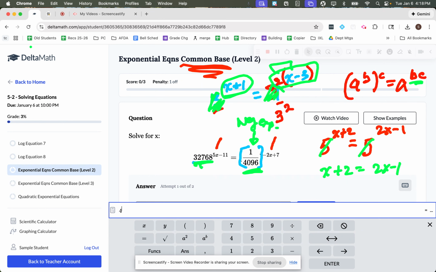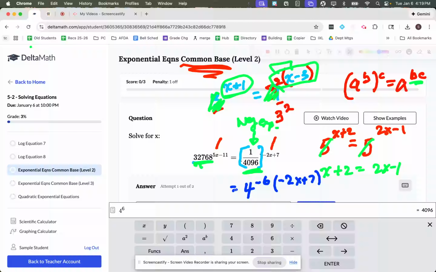Like I'm just guessing 4. I seriously don't know. 4 to the 4? Okay, that's big, but not big enough. 4 to the 5? How about 4 to the 6? Now, honestly, that was a total guess. 4 to the 6 makes 4096. Okay, so 4 to the 6, that is going to be 4, not to the 6, because that's 4096, 4 to the negative 6. And then here's the rest of the exponent, negative 2x plus 7.